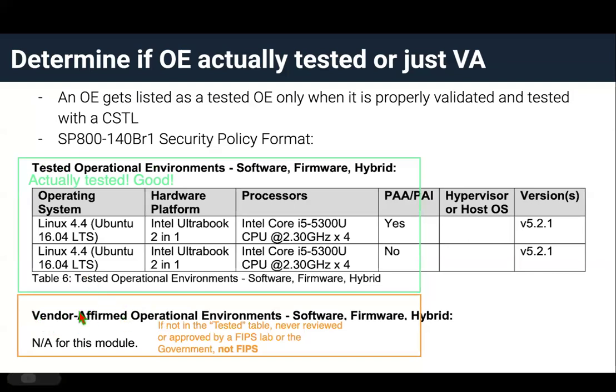And then there's a second table, vendor affirmed operational environment, software firmware hybrid. If that security policy is doing vendor affirmation, those operational environments that are not tested with a CSTL and have not been reviewed by the CMVP will appear in that second table. For ours, this always will just say NA.